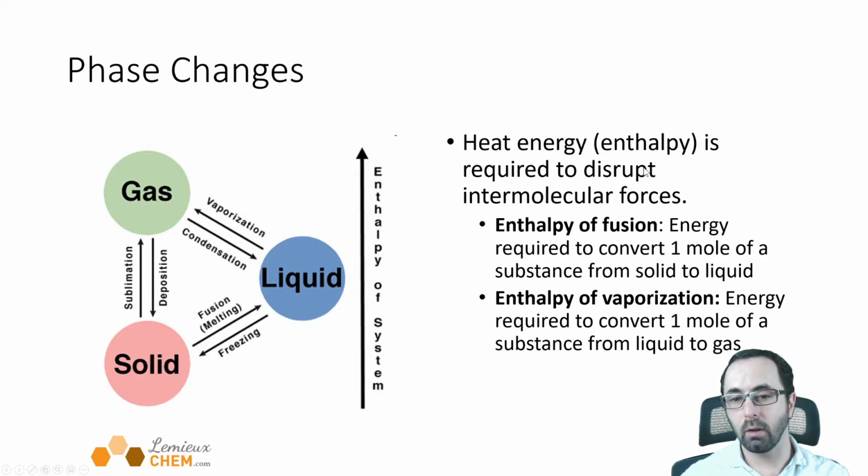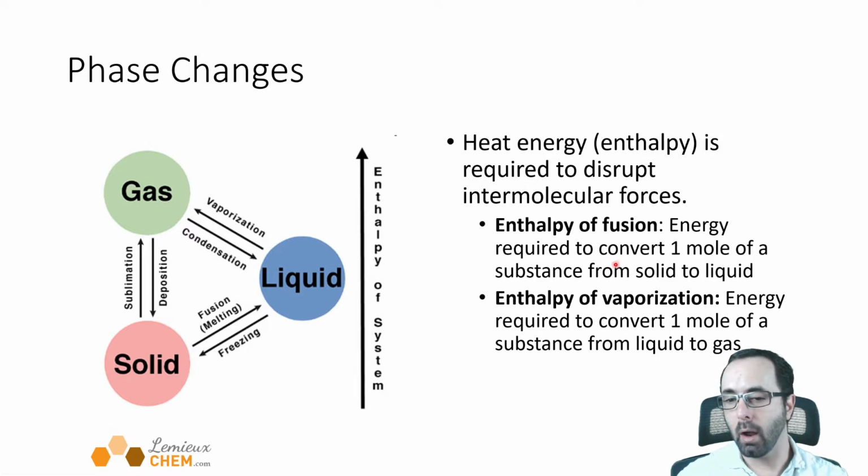And heat energy, or enthalpy, is required to disrupt the intermolecular forces. So when you add in energy, you're raising the temperature, causing the molecules to move faster and faster. By putting this energy in, you can disrupt the forces, and the molecules can move past each other and whiz by each other and move more freely because they're jiggling and wiggling and moving faster. We have names for the energy that's required to cause a phase change to happen.